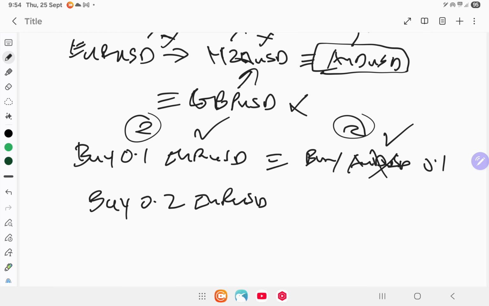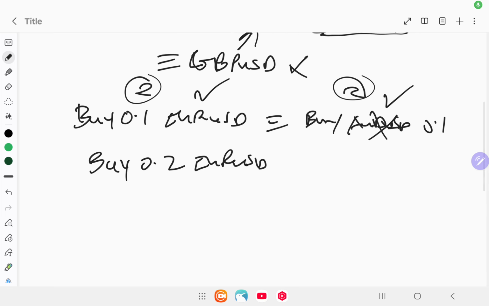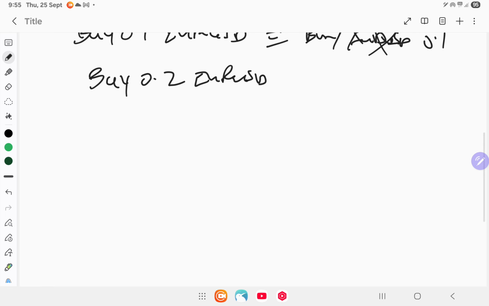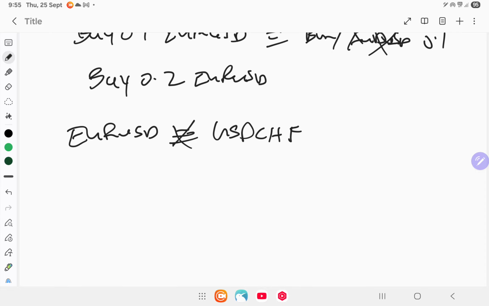Now, there is something also called negative correlation. All right. Negative correlation is when a currency is negatively correlated to another one. For instance, let's say Euro USD and USD CHF. These 2 currencies are like opposites of each other.